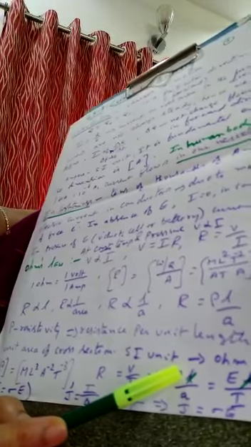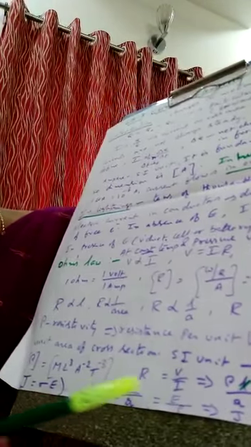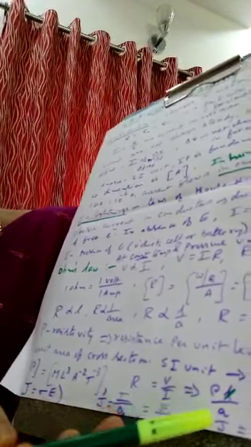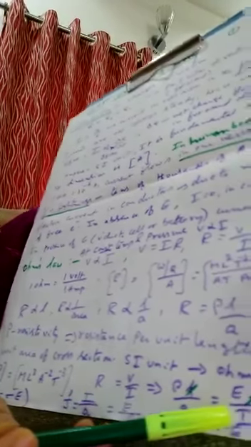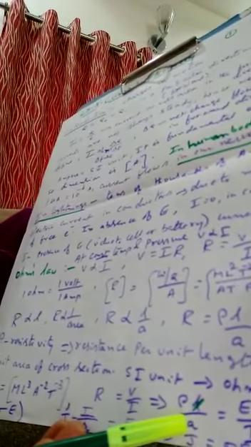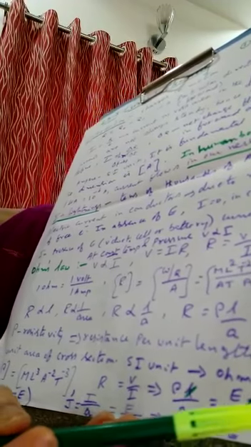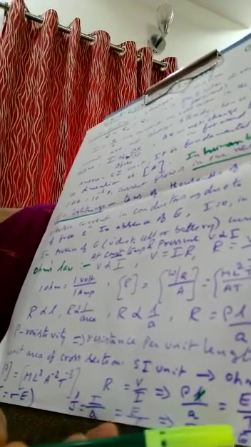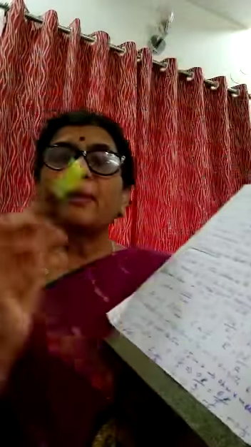L and L get cancelled. So what is left here? I by A, bring this rho to the left side. I by A is equal to what here? E by rho. What is 1 by rho called? Conductivity. 1 by rho is called conductivity.